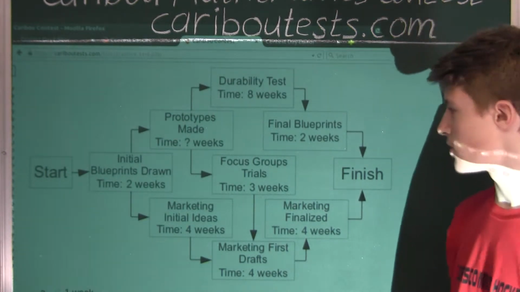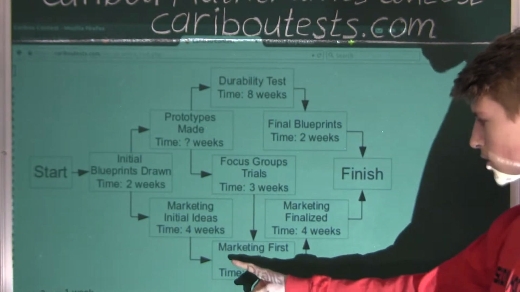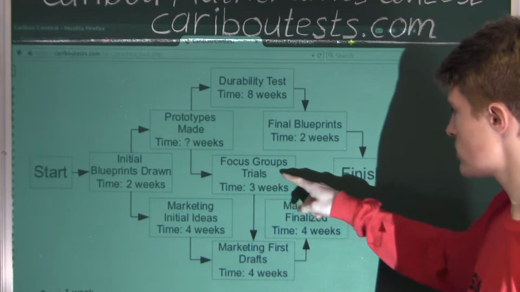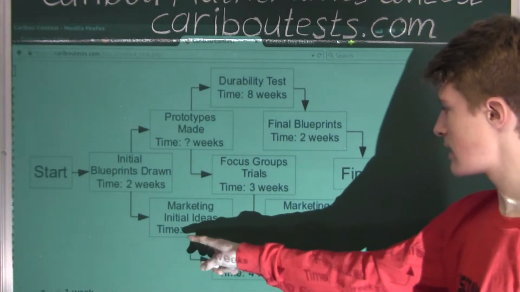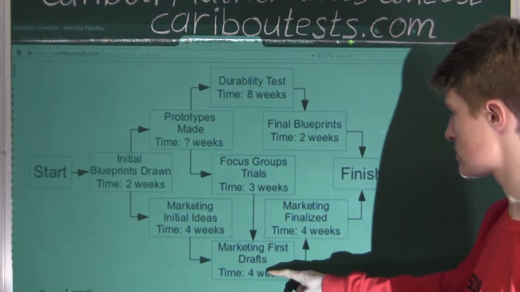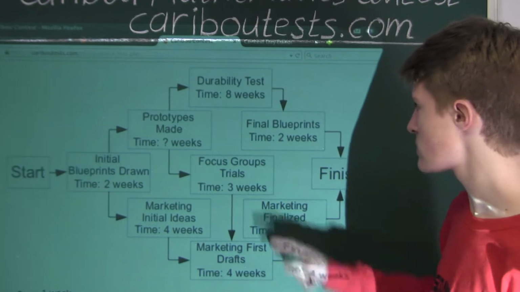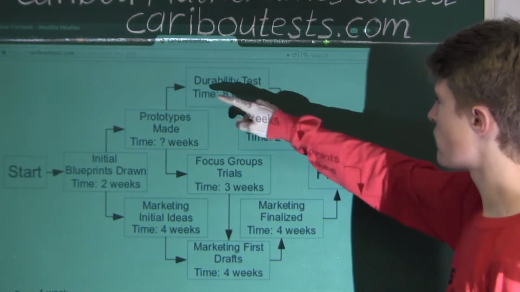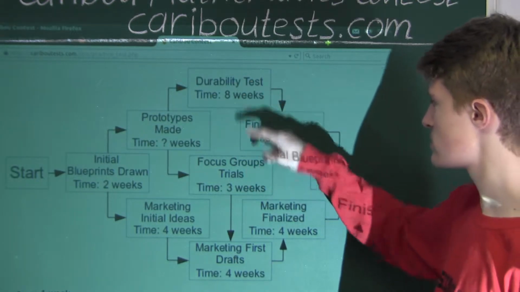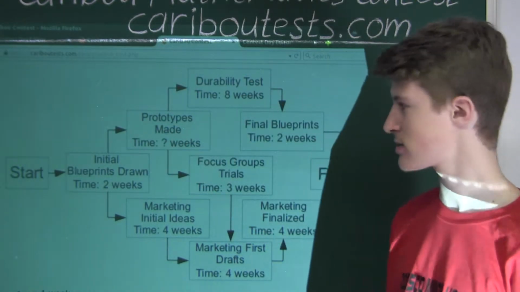Okay, so from the comment, what that means is for marketing first drafts, for that step to start, focus groups trials and marketing initial ideas both must have finished, since those arrows are pointing to that step. And also for the durability test and focus groups trials, for both those steps to start, prototypes made must have been finished first.